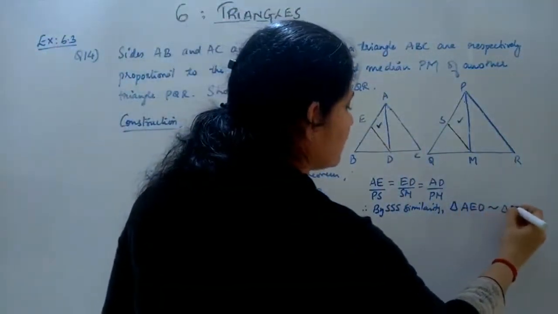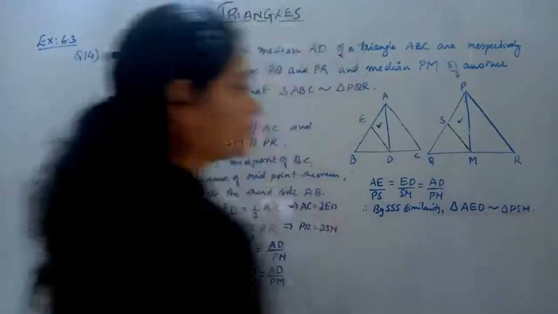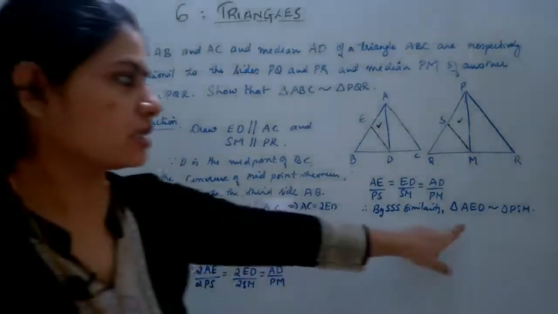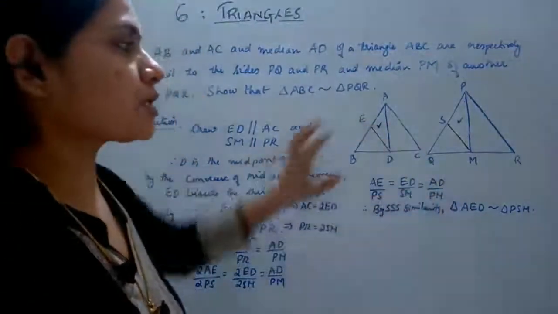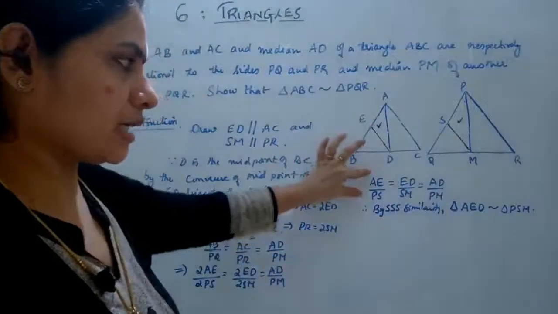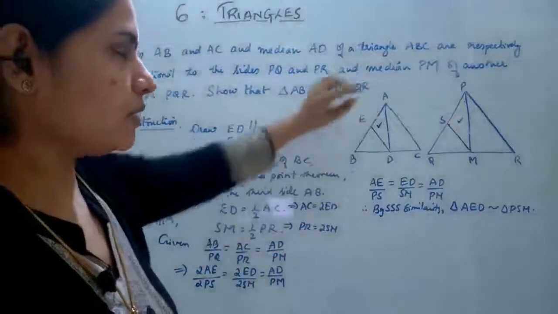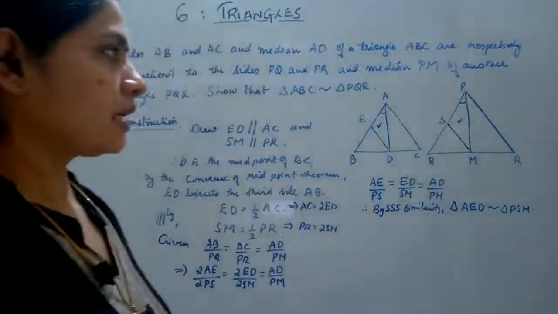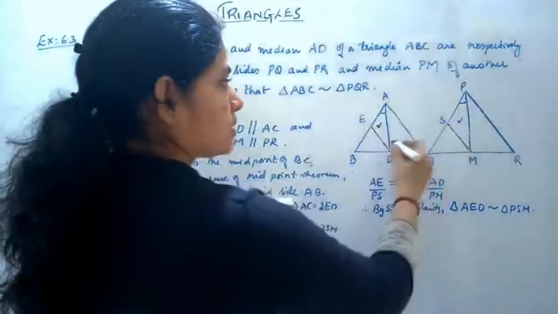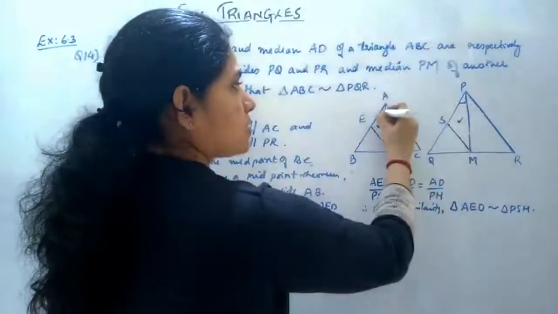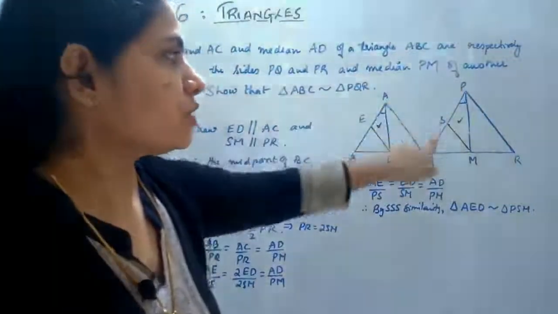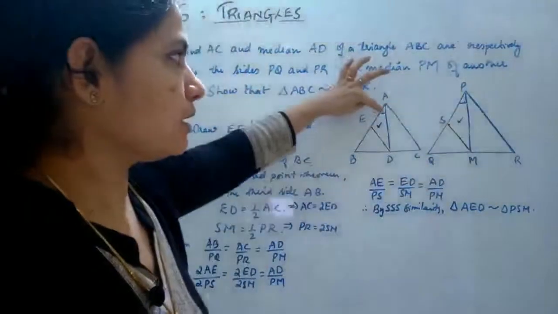similar to triangle PSM. Now why are we doing this? In order to get certain angles to be equal. Since these two are similar, the corresponding angles will be equal. So I can say that this angle will be equal to this one, this angle equal to this, this equal to this. I actually need this angle, because my purpose is to show that this triangle is similar to this triangle. That's why I'm going for this angle.